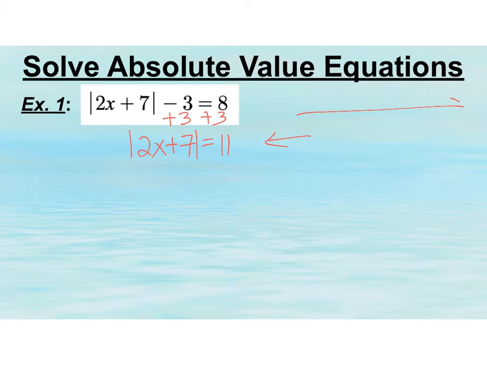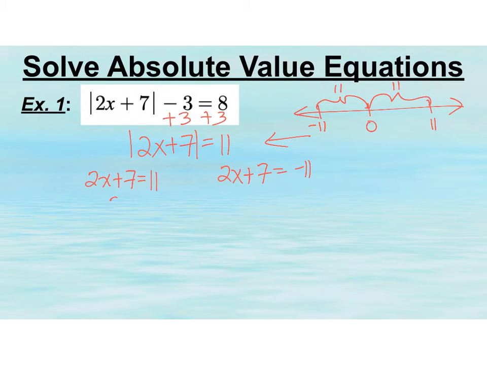If we think about our number line and we are at 0, if I go to 11, that is 11 units away. It's a distance of 11. If I also go to negative 11, that is also 11 units away. So we need to consider going to 11 and negative 11 and solve both of those. So I can drop the bars, set it equal to 11, drop the bars and set it equal to negative 11 and solve each of those separately.